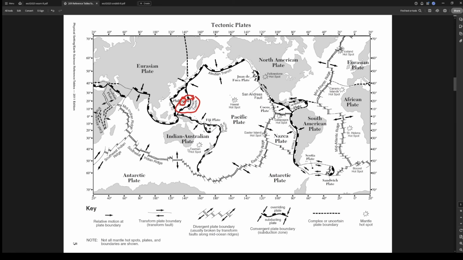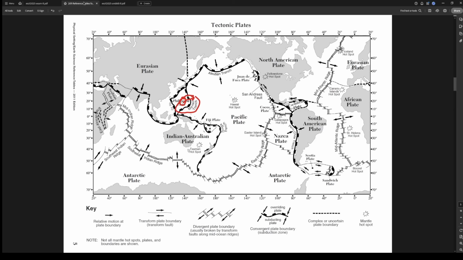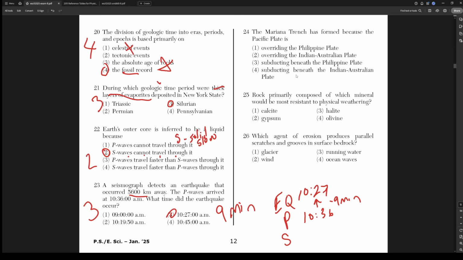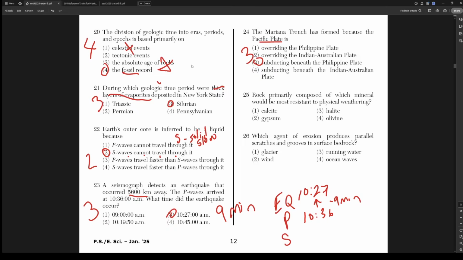We need to find that. The Philippine plate is overriding the Pacific plate. Or we could say the Pacific plate's subducting underneath the Philippine. Oh yeah, because it's the Pacific plate, so it's going to be 3. Subducting underneath the Philippine plate. Kind of tricky, but not that hard if you know what the boxes mean, and you get that down here. So you don't have to remember it.